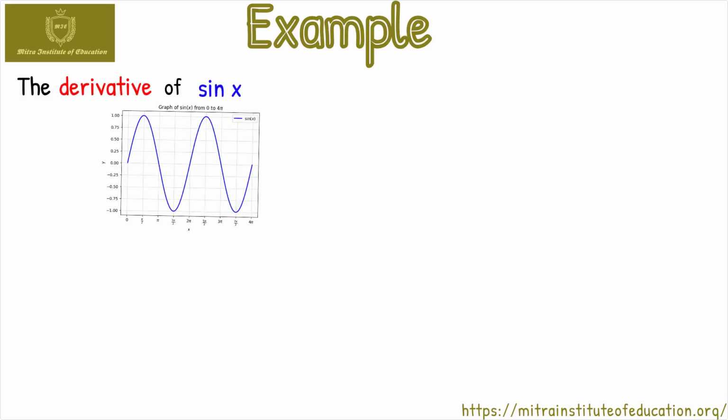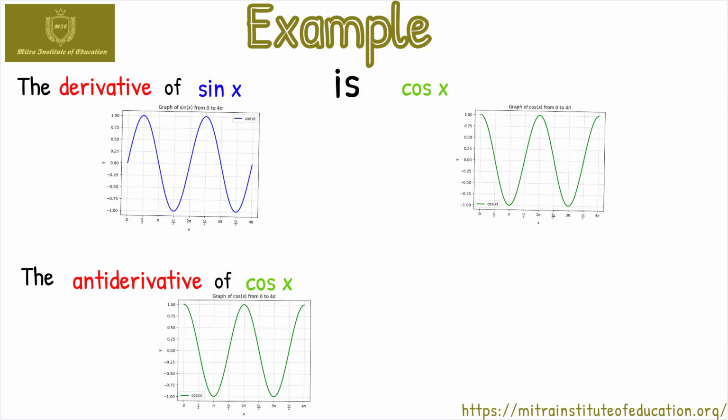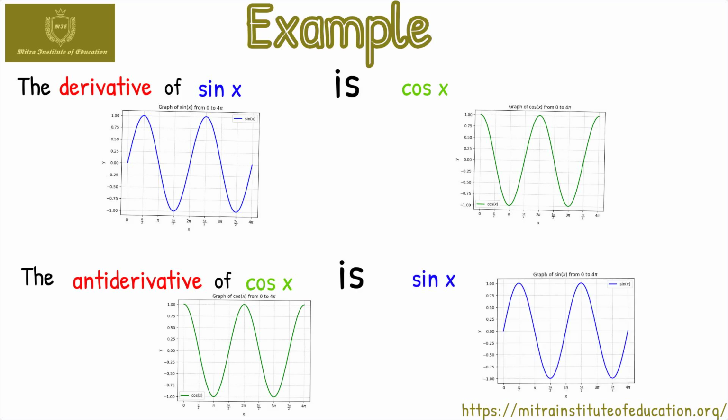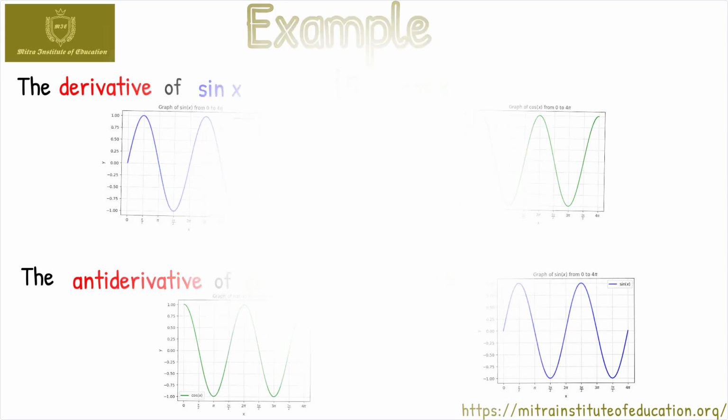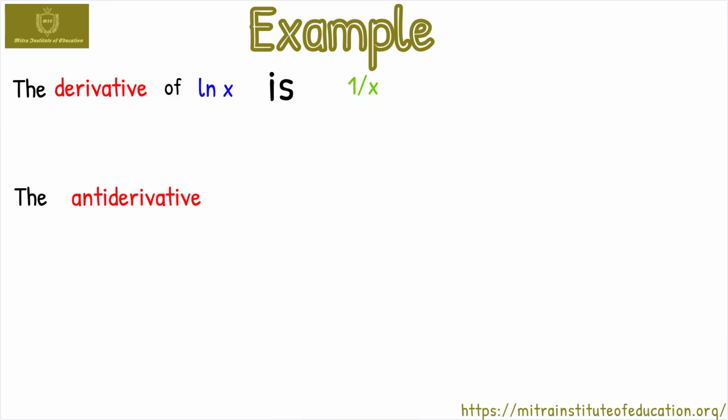Let's see some examples. The derivative of sine of x is cosine of x. So, the antiderivative of cosine of x is sine of x. The derivative of the natural log of x is 1 over x. So, the antiderivative of 1 over x is the natural log of x.